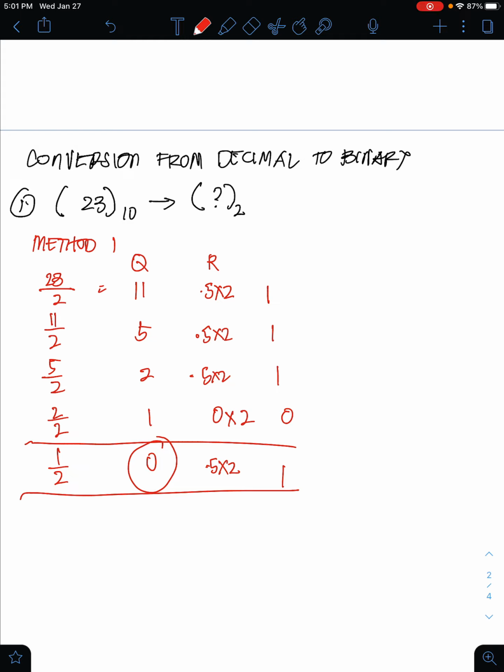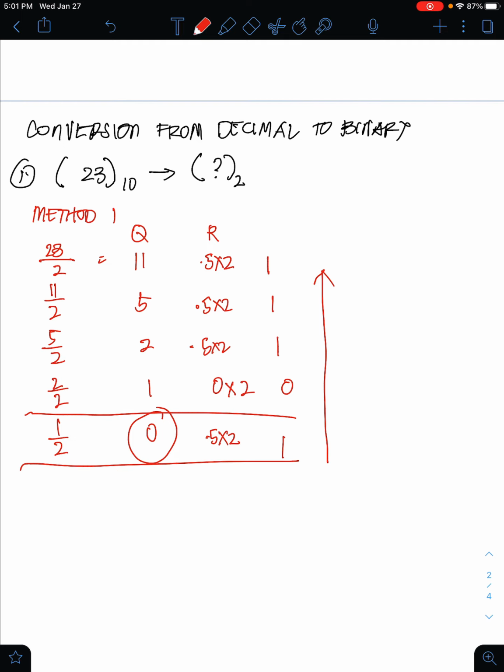And then the final answer would be: the arrow will be upward, which means we start getting the values from the bottom to the top. So 23 in decimal is equivalent to 10111 in binary. This is your final answer.